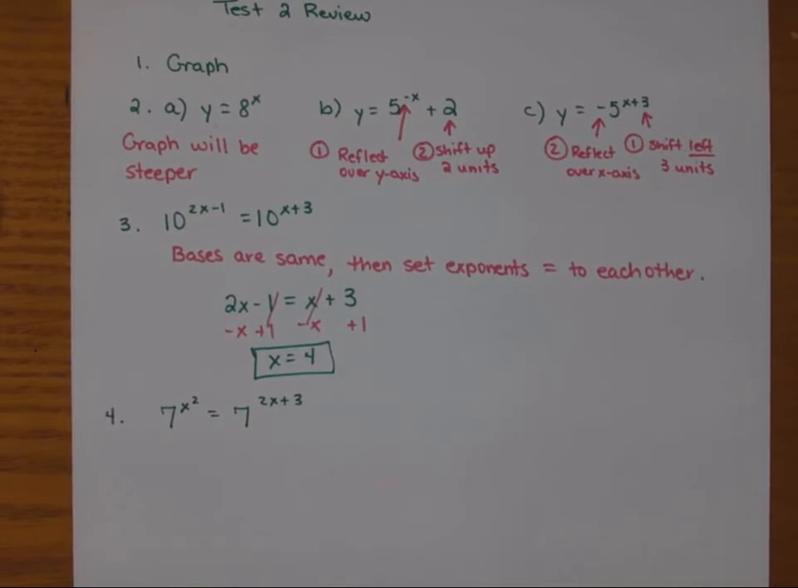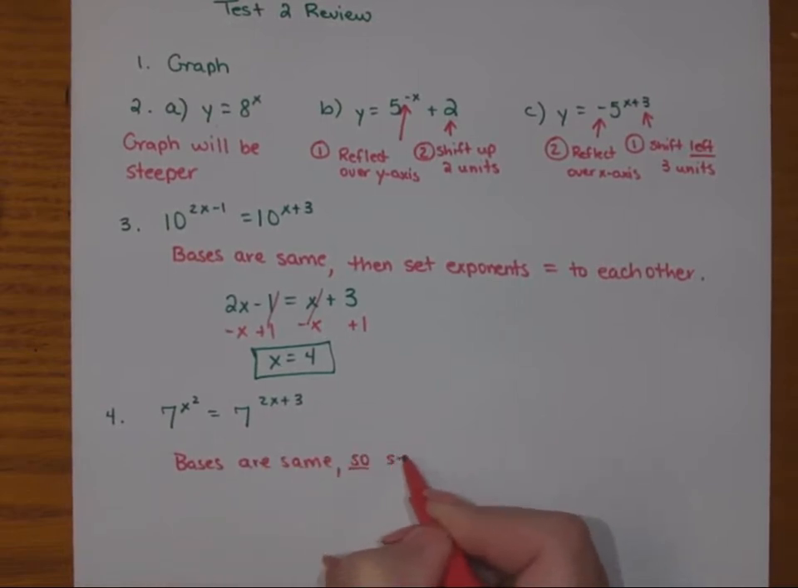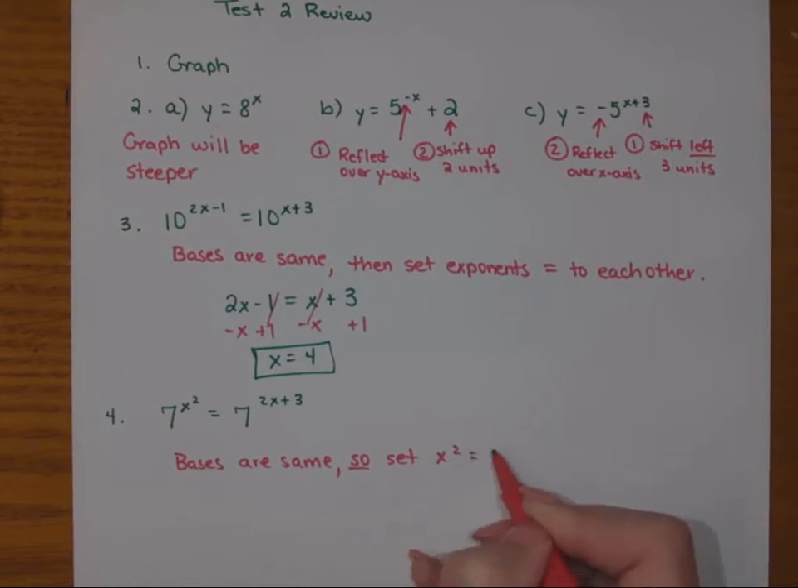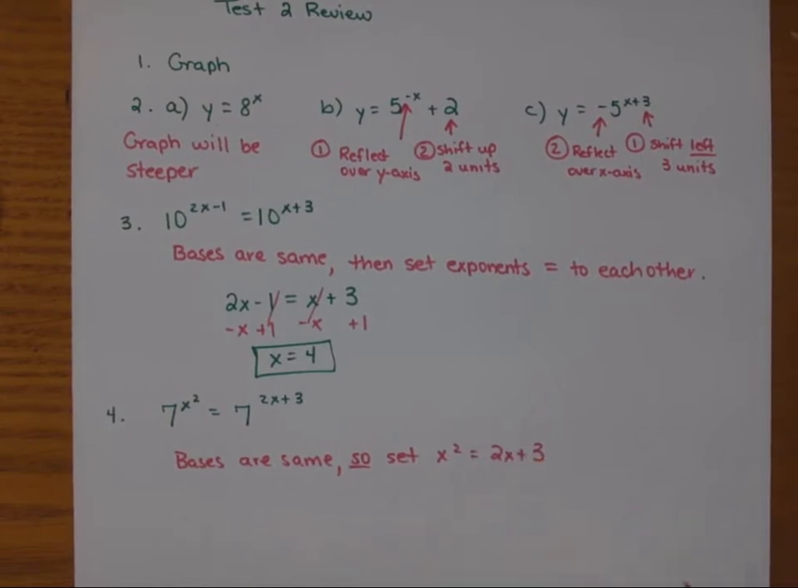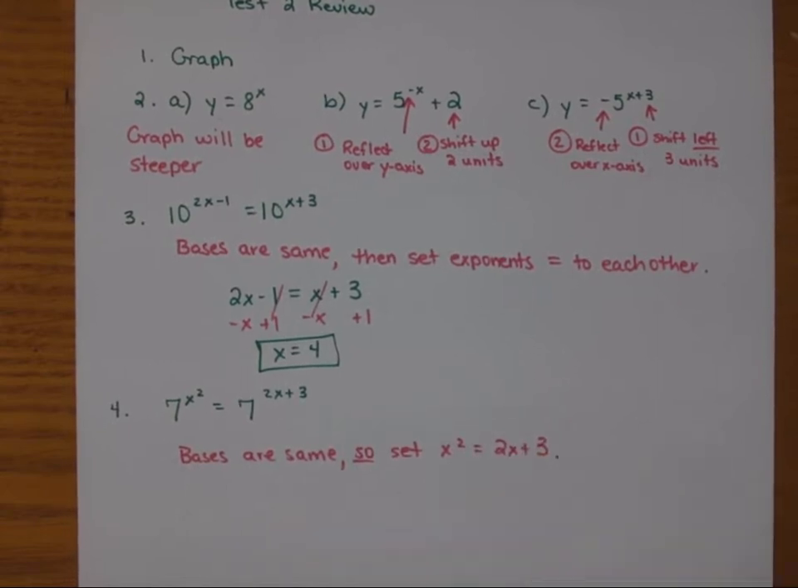Okay, so note the bases are the same here too. So we're going to set x squared equal to 2x plus 3, okay? And then we'll just ignore the 7s and solve that. So I've got x squared equals 2x plus 3.